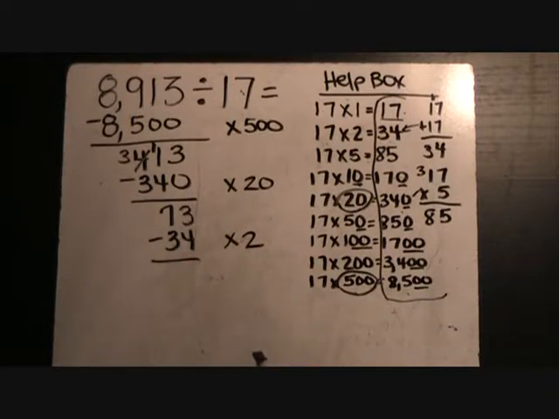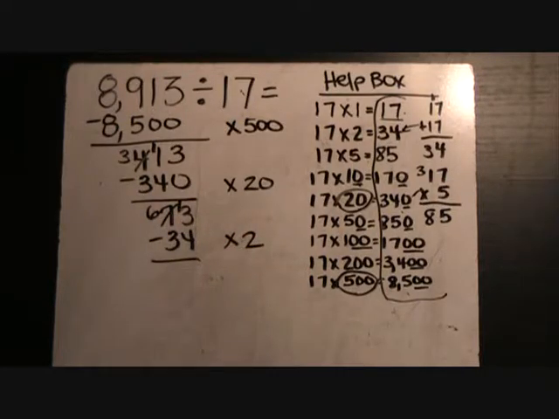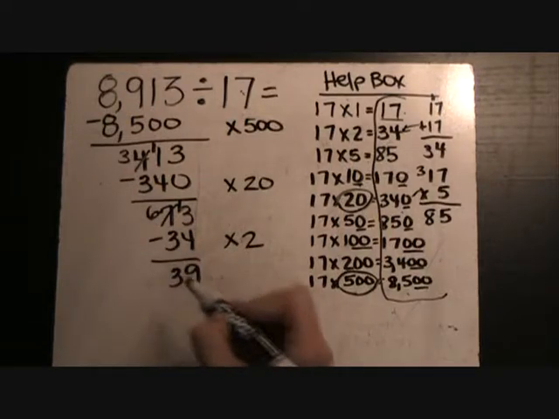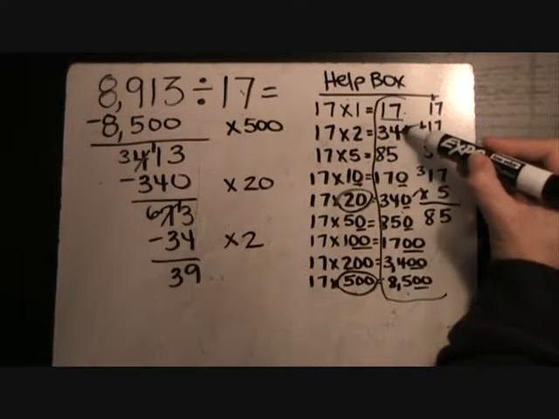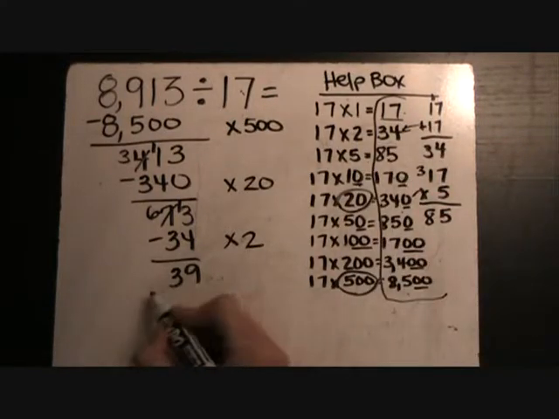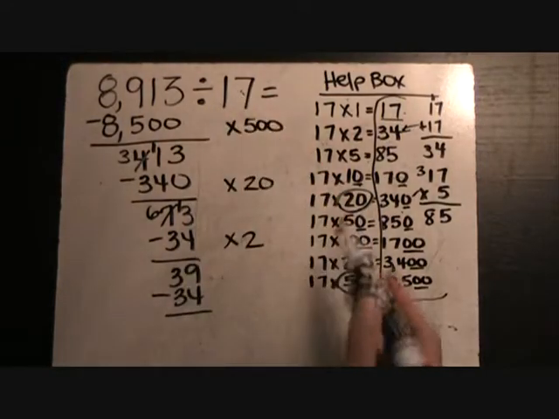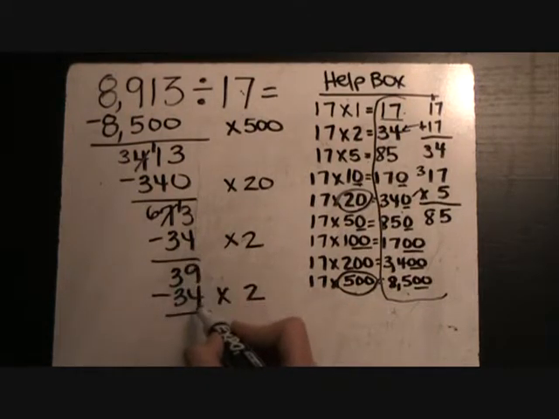I can't say 3 minus 4, so I'm going to borrow, make this a 6, and then the 3 becomes a 13. 13 minus 4 is 9, and 6 minus 3 is 3. So I have 39. If I look over to my help box, I can subtract another 34, so I write minus 34. And what did I multiply 17 by to get 34? 2, so times 2. And then I subtract. 9 minus 4 is 5, and 3 minus 3 is nothing. So now I'm left with 5.